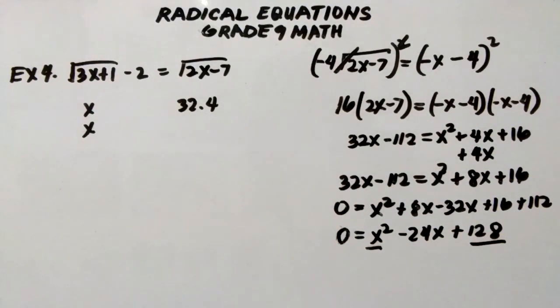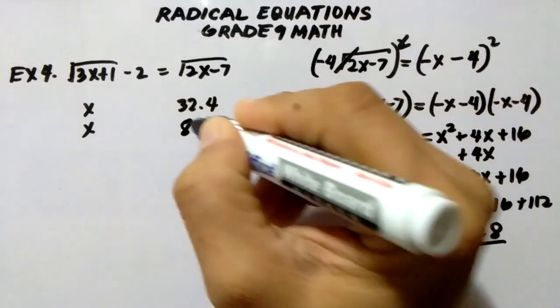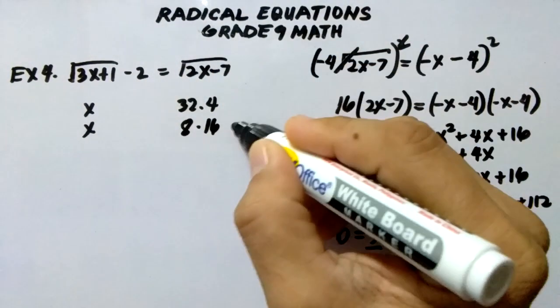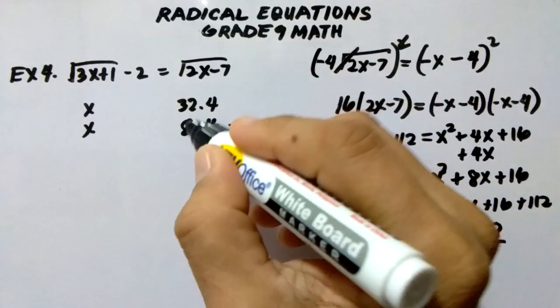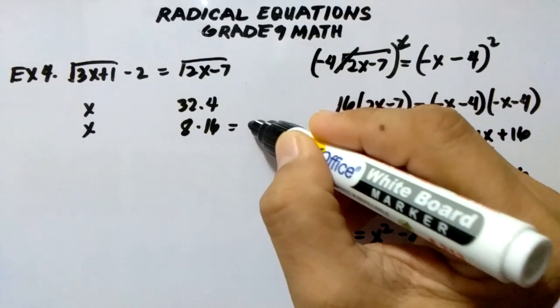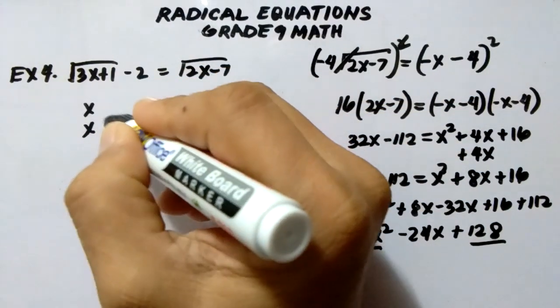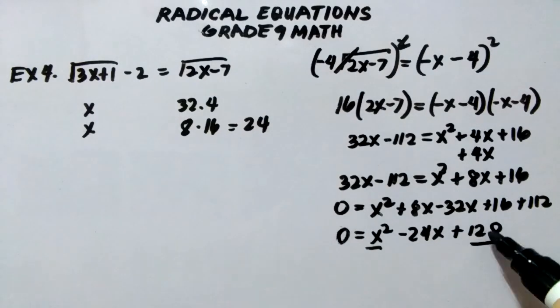I-try po natin ang 8. So, we have 128 divided by 8, so we have 16. Okay. So, 8 and 16. 8 times 16 is equals to 128. Pag in-add po natin ito, pwede na po ito, no? 8 plus 16 is 24. Okay. So, pwede natin gamitin dito. So, ang hinahanap natin is positive 128.